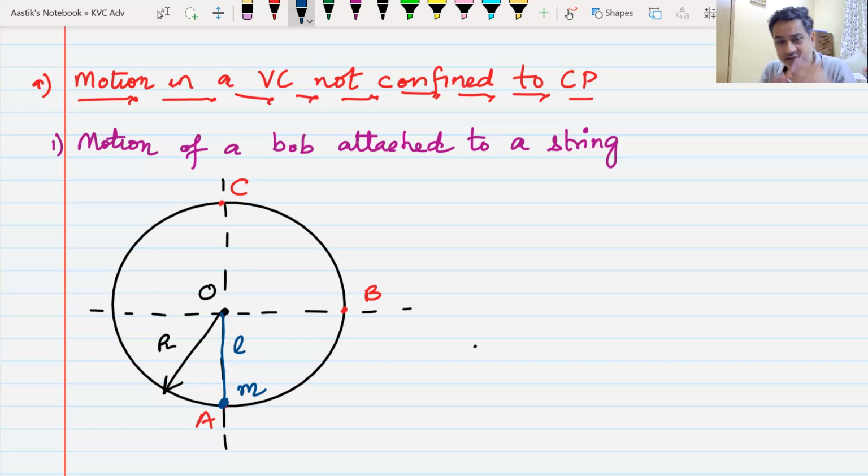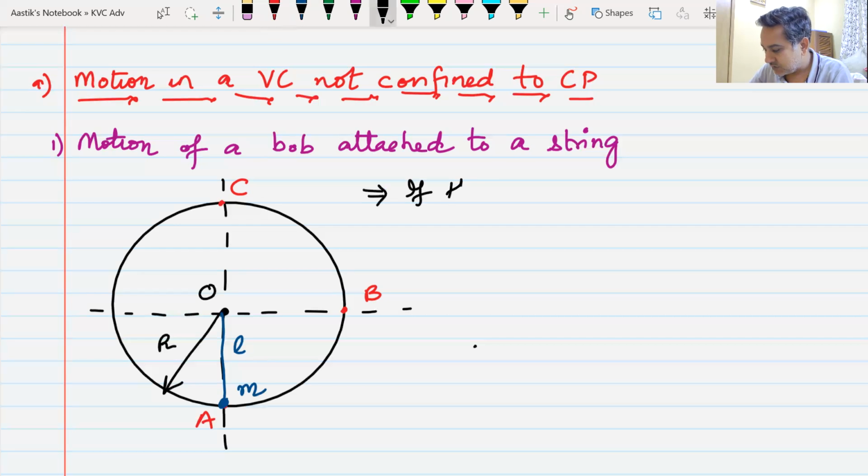Now, even without breaking, the tension in the string can become zero. When can the tension in the string become zero? I'm not talking about the position. I'm talking about under what condition the tension in the string becomes zero. If the string becomes slack or loose, the tension can become zero. Yes or no? Yes, sir. That is what I was asking.